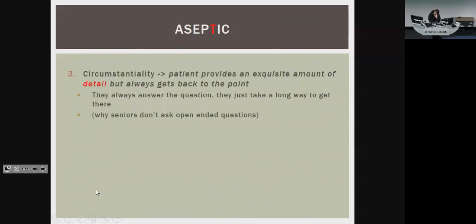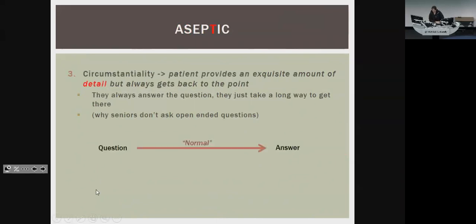Circumstantiality. This is something that we see in older patients when we ask them, tell me about your chest pain, okay? What they do is they still answer your question, so they still will eventually get back to the point. However, they just provide an exquisitely large amount of detail in the process. I'll give you an example.